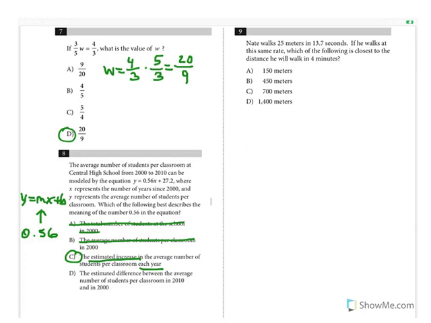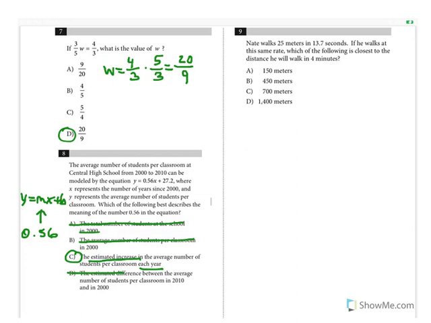And again, just reading answer choice D, the estimated difference between the average number of students per classroom in 2010 and in 2000. Again, that doesn't even make sense. Plus, we've already established that C is our correct answer because we're talking about a rate of change.